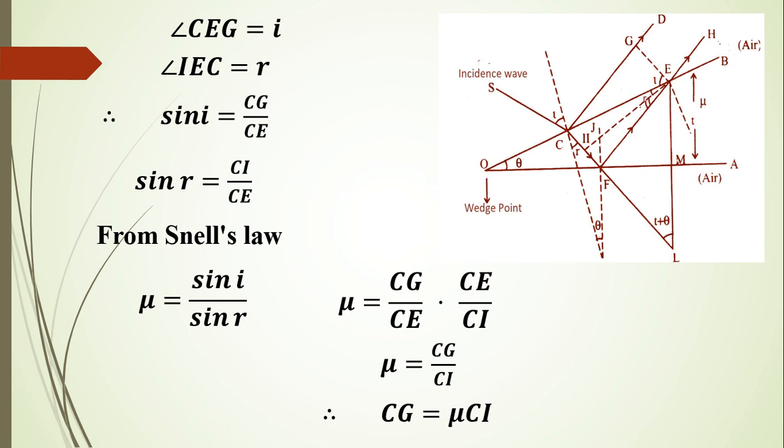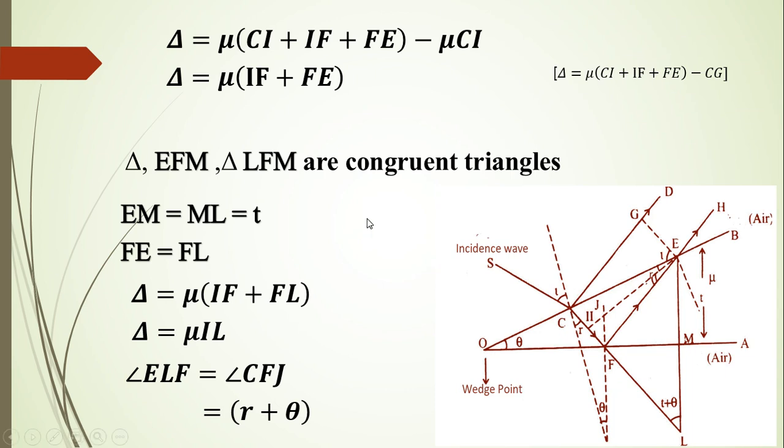So mu is equal to sin i, which is CG by CE, and sin r, which is CI by CE. Taking the reciprocal, that is CE by CI, the CE cancels out. So we obtain mu is equal to CG by CI. So CG is equal to mu CI.